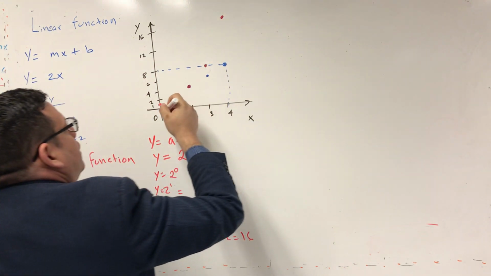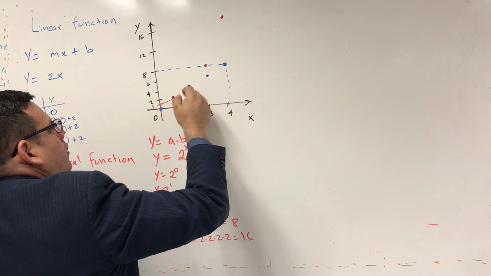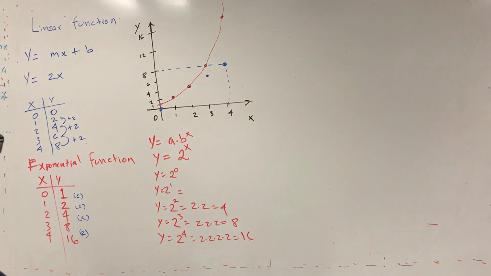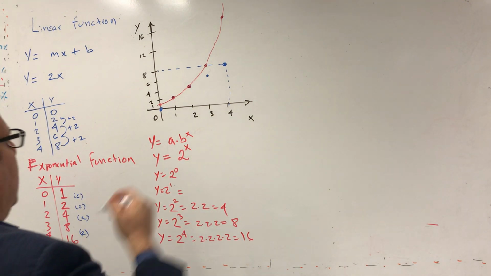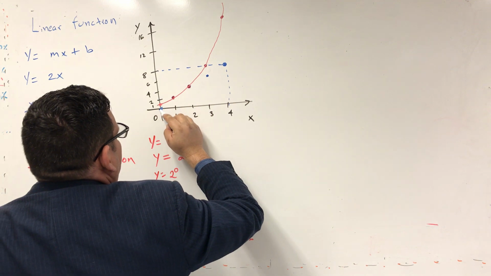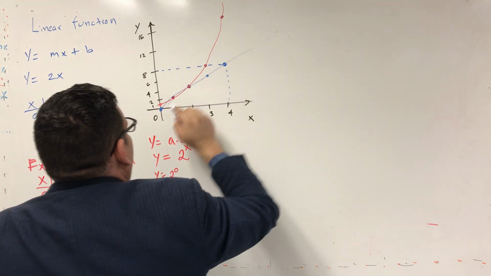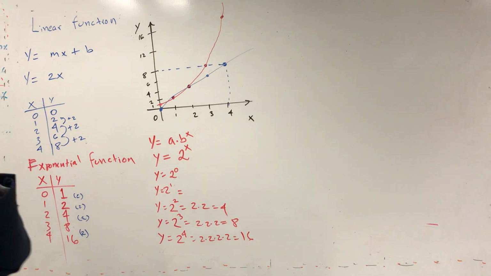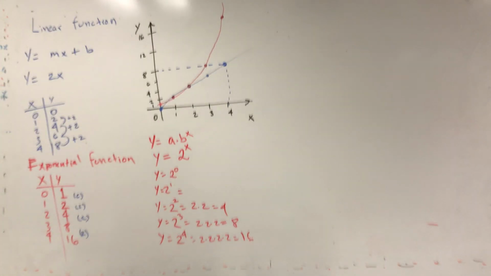So as you can see, I have this form right here, and also I have this line right here. It should be a straight line. Okay, kids, so this is what I have for linear function and exponential function. Now, what is the application that we have for this?